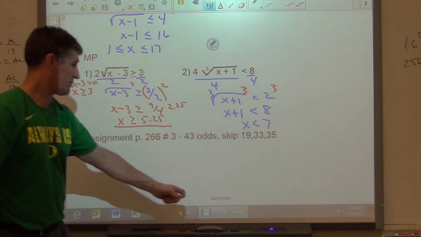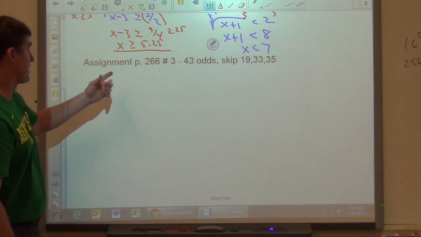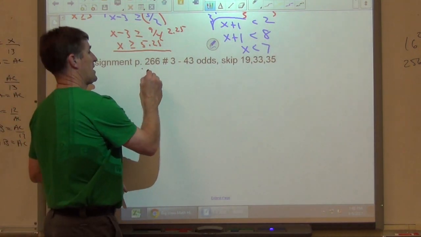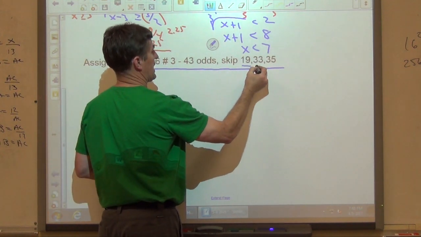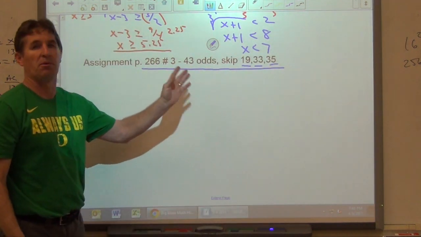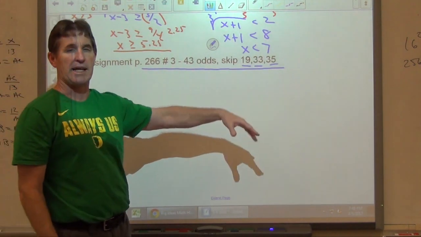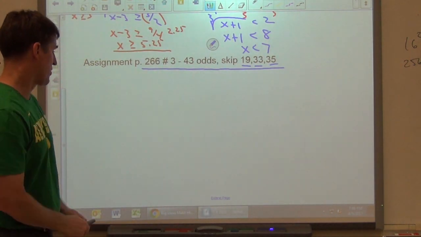So, on the assignment, it'll be on the computer. It's page 266, numbers 3 to 43, the odds. But I want you to skip 19, 33, and 35 if you're doing it on the book. If you're on the computer, they've already been taken out and you don't need to worry about that. So, good luck with that.